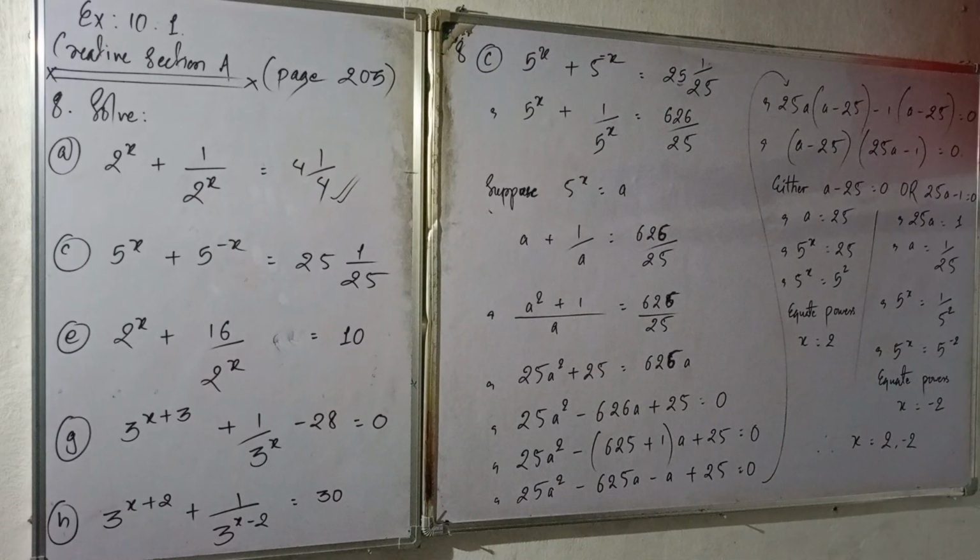Okay, very easy. Just like we have done number A and C, E also is done in the same way. You have to suppose 2 power x by some variable.